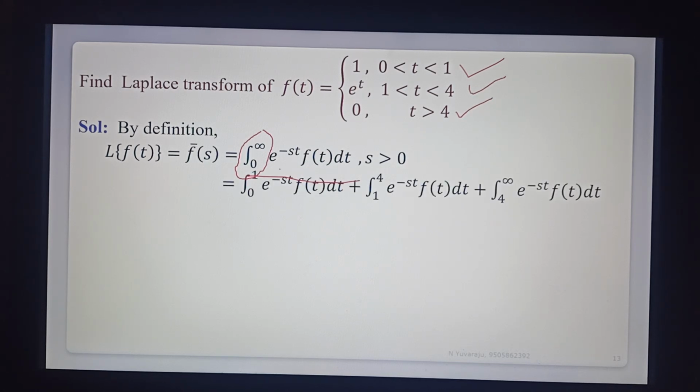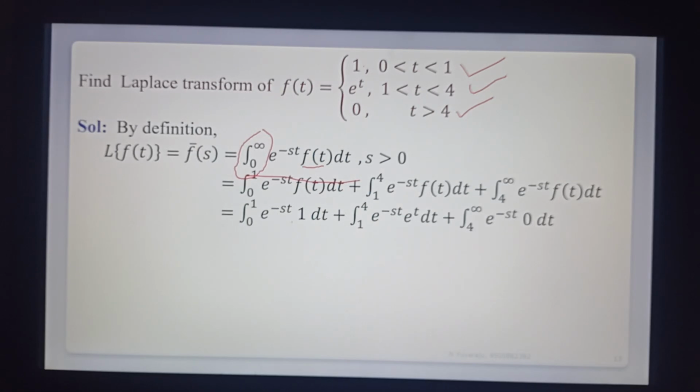That is equal to the integral from 0 to 1 of e power minus st into f of t, where f of t is equal to 1. Is separating. So 0 to 1, e power minus st into f of t equals 1, first one. Next, the 1 to 4 interval, e power minus st into f of t, where f of t is equal to e power t, plus the integral from 4 to infinity where f of t is equal to 0. Now the simplification: first one 1, second one e power minus st into e power t. Here take t common in the power, minus t common, so e power minus t into (s minus 1) dt.